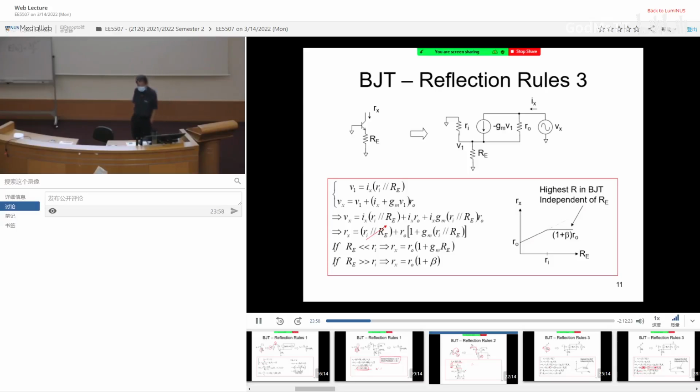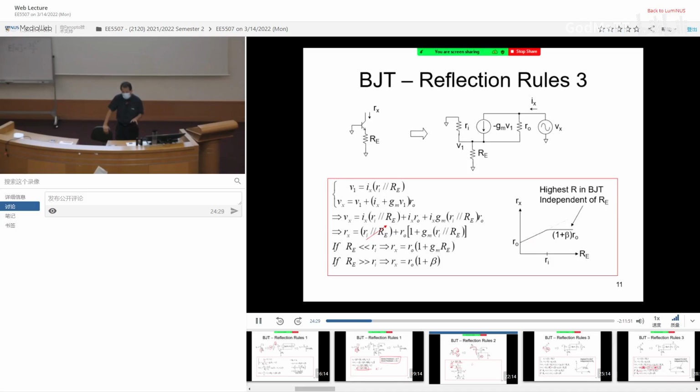Finally, reflection rule number 3. So again, base is grounded. We have resistor connected at the emitter side. Now, by the way, all these derivations are kind of boring, I know. It's very dull. So if you don't want to listen, it's fine. You can go back and read through yourself how you derive this. It's simple algebra. I listed down the steps already. It shouldn't be too difficult to catch.